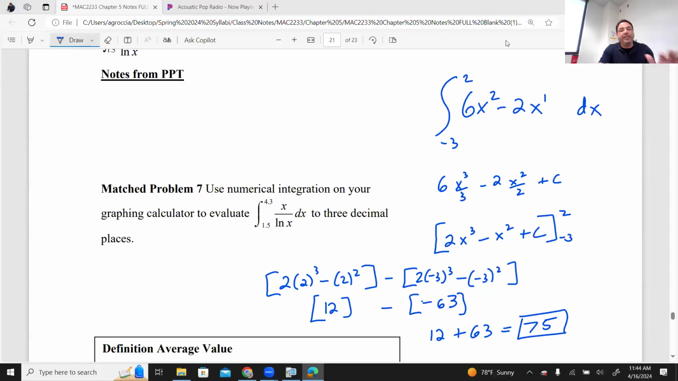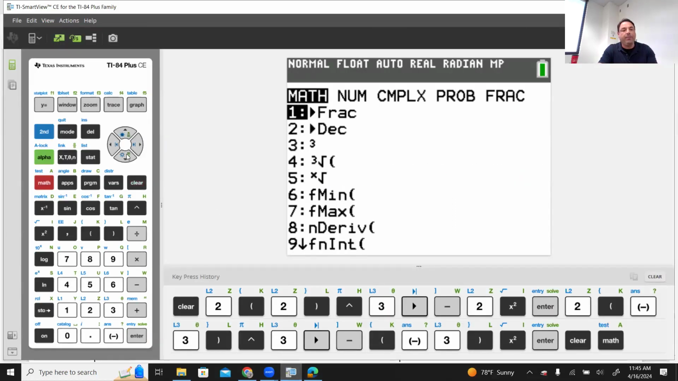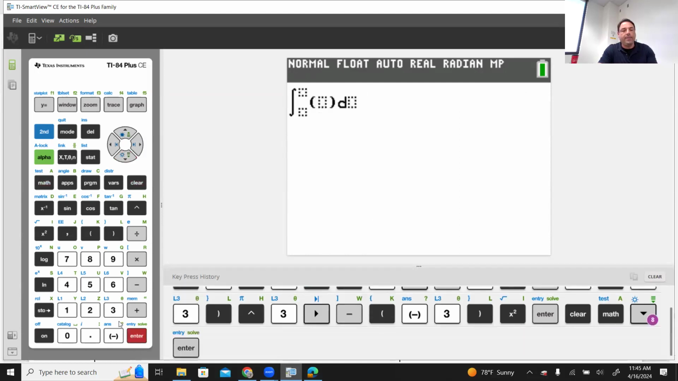Remember, when we check it in the calculator, we just put in the original. So we're going to go to the calculator at the home screen. We're going to press math, number 9 for integral. The lower bound is -3. The upper bound is 2.